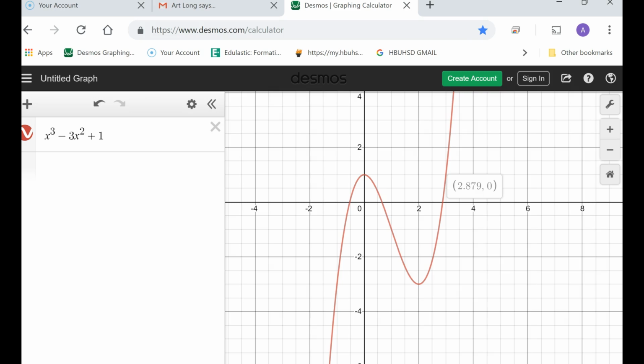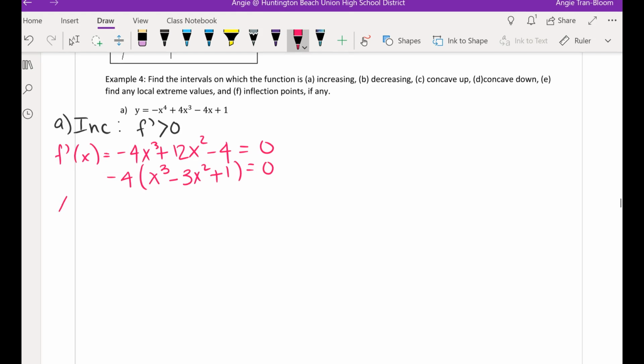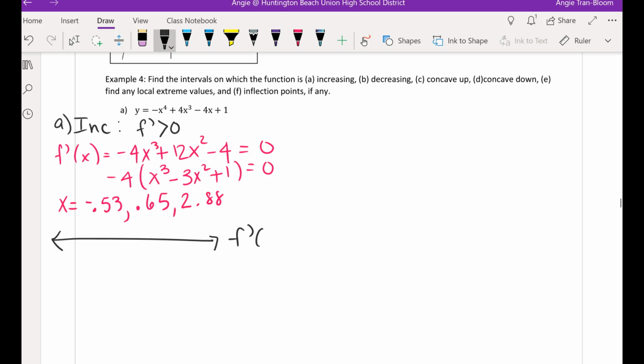So let's find the first zero, I suppose. That one is about negative 0.53. The next zero is 0.65, and the next zero is 2.88. So based on decimals, I have 3 zeros. X is negative 0.53, 0.65, and 2.88.